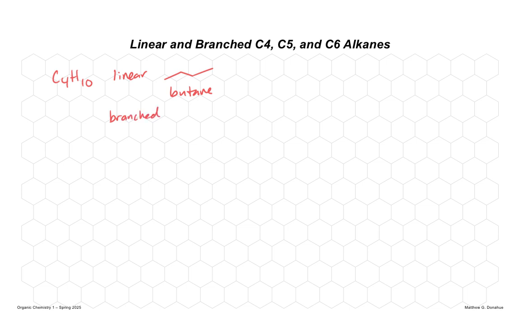Now for it to be branched, we're starting with 4 carbons. It has to be 1 less carbon in the longest chain. So we know 3 carbons is propane. Now to get back up to the molecular formula, we still have a carbon left. That carbon can only go in one place. It can't go on carbons 1 or 3, because then you just make butane again. So it has to go on carbon 2.